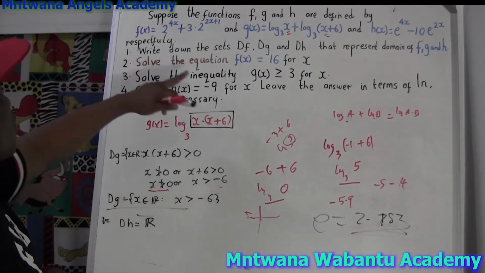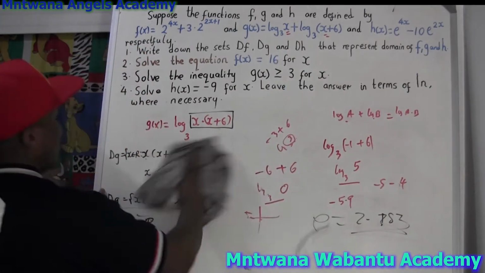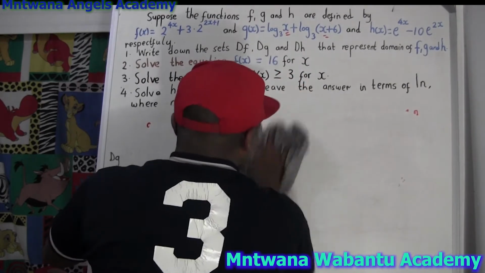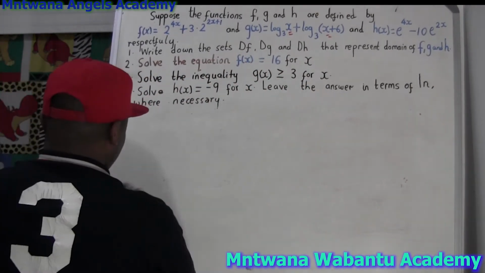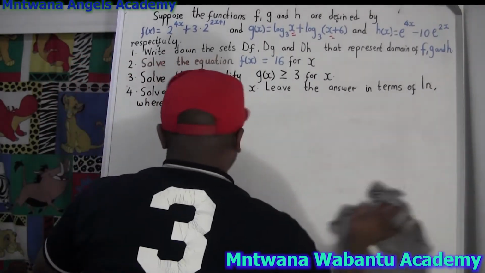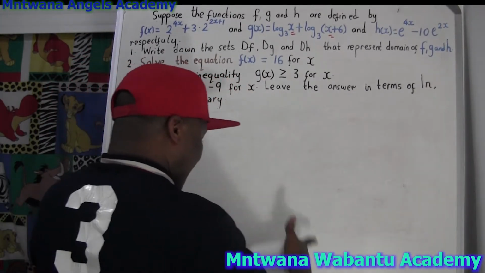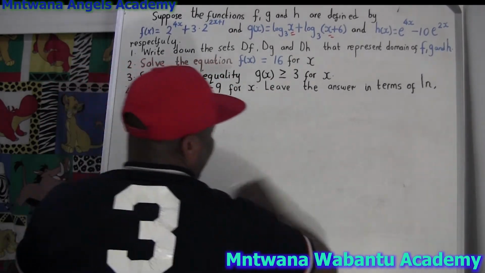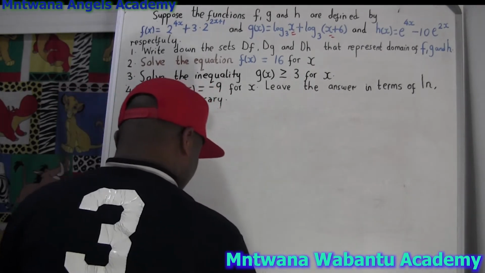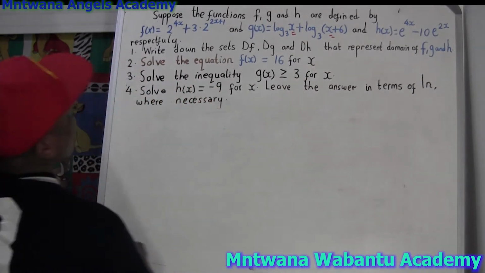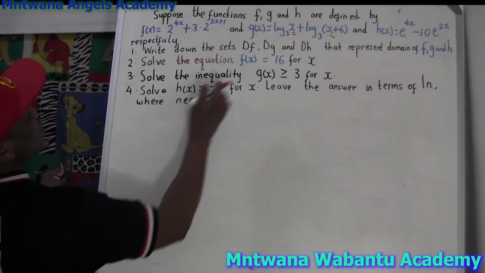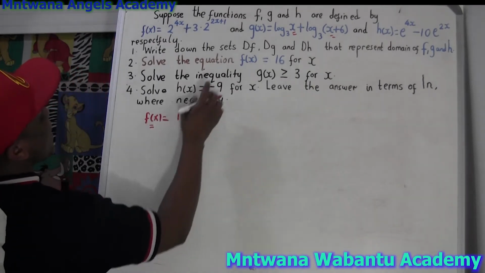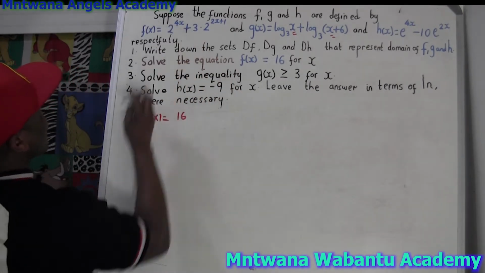We go to question 2. Solve the equation. Go to number 2 now. Okay, so number 2. They say solve the equation of f of x. They give us f of x equal to 16. But what is f of x? Oh, we have f of x. So instead of this f of x, I'll say 2.